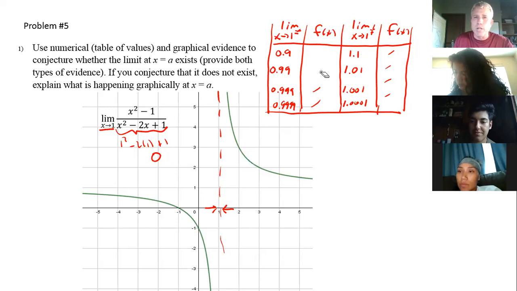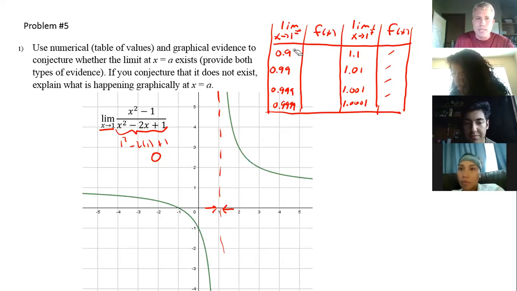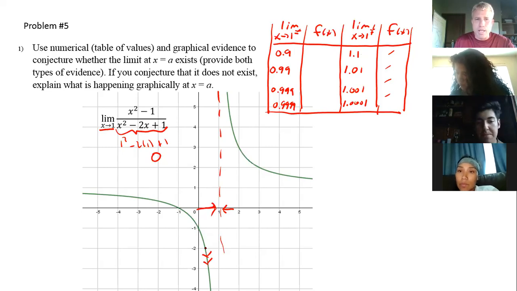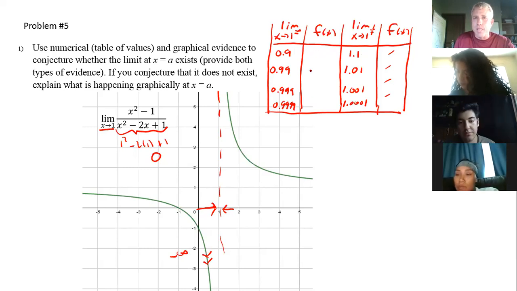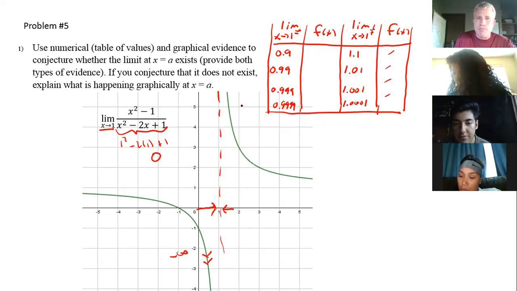And what are you going to see when the numbers are getting in here? Where's this function going? Well, you can see graphically, as you come in from this direction, it's going to negative infinity. So as we get numbers closer to 1, we should see bigger, bigger, bigger, mega bigger numbers, but they'll be negative. And then as we squeeze in closer and closer to 1 coming from this way, we should get bigger, even bigger, tons bigger, but positive, because the function's going off that way. And you'll look at that tabular evidence, and that's what you'll say.